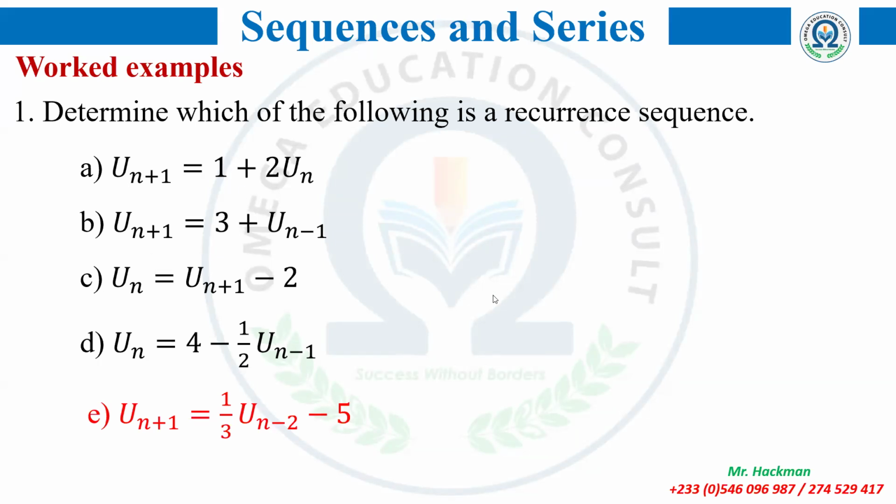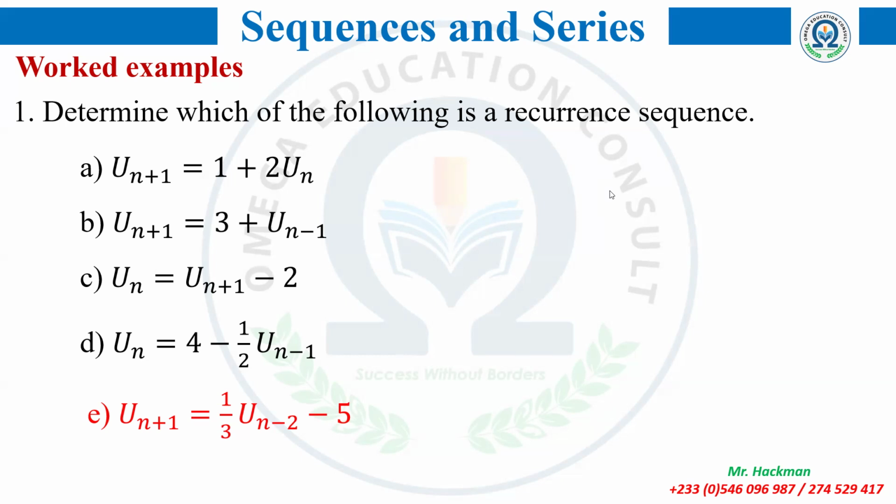Okay, so let's look at the B. Let me see if I can pick one of my guys. Okay, Kofi, Prof. Kofi. B, is it a recurring sequence? No. Okay, why? Because after U sub n plus 1, we go to U sub n. Well, no, before U sub n, before you go to U sub n minus 1.